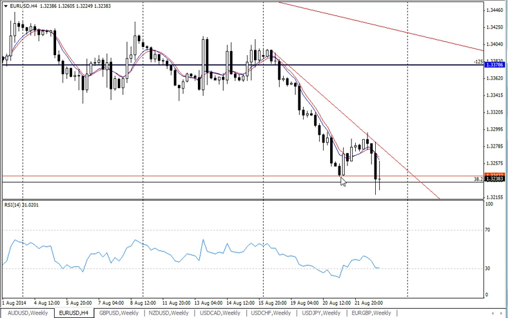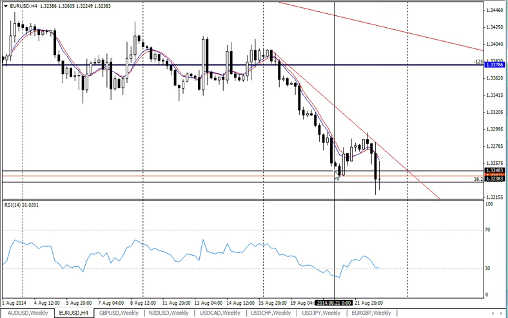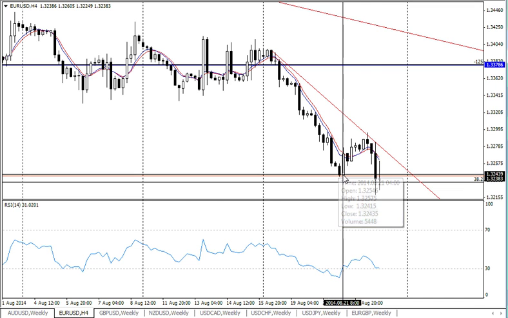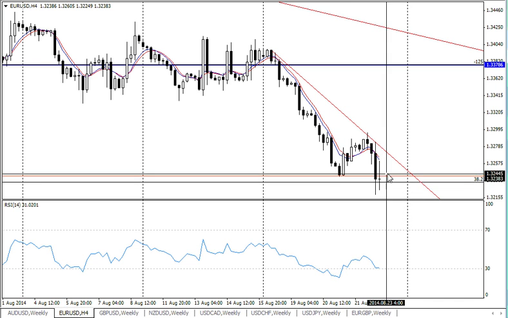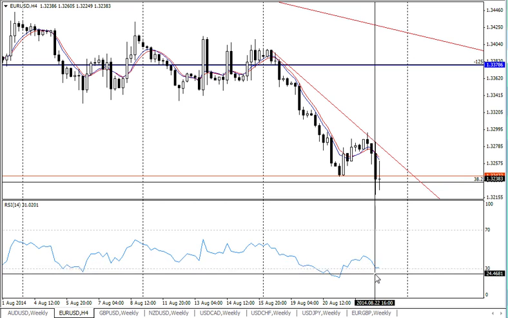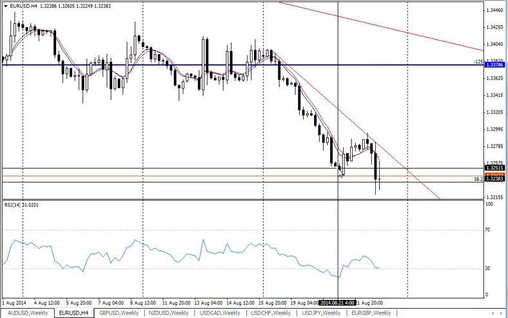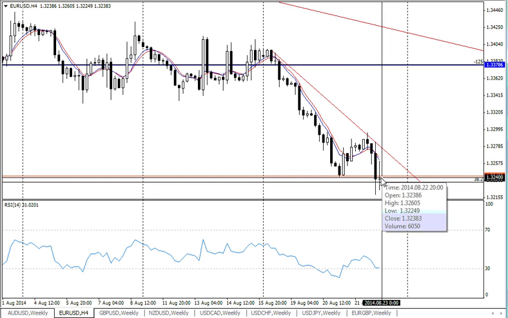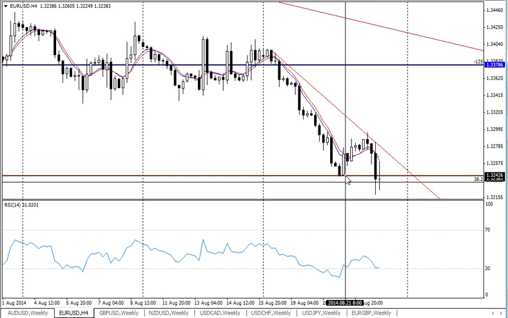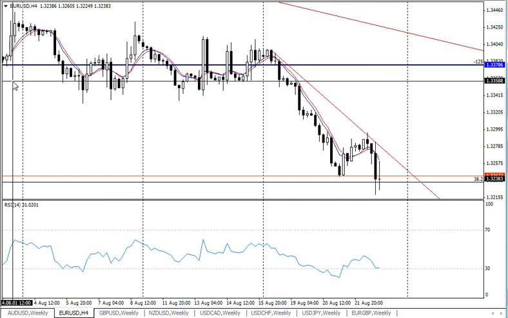Well, we've got this move where we came across, came down. Notice that turning around, if we can get some movements back to the upside, this will be a strong divergent to push this back to the upside on the 4 hour chart. We'll see how that works out.